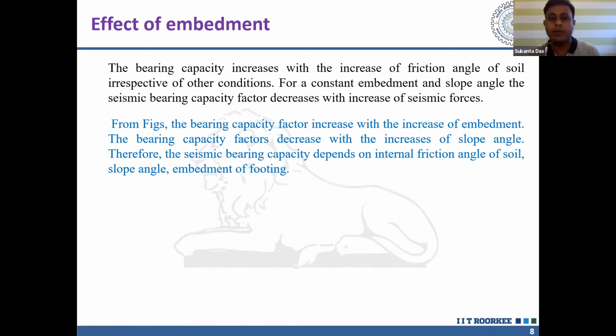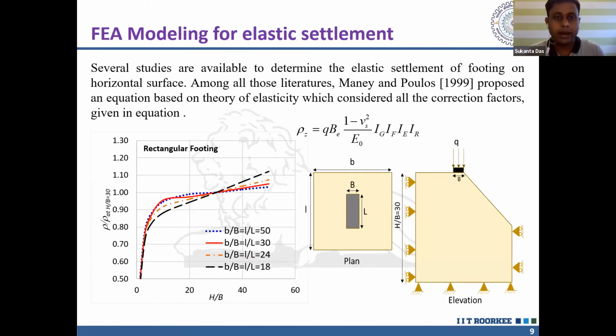For a constant embedment on sloping ground, the seismic bearing capacity factor decreases with the increase of seismic forces. And from the previous figure, the bearing capacity factor increases as embedment increases, which I have already discussed. So now let us move into the finite element modeling of elastic settlement of the footing placed on sloping ground. Researchers have done several studies, but somehow this has not been reported in the past. As per the author's knowledge, this elastic settlement has not been reported in any other literature.